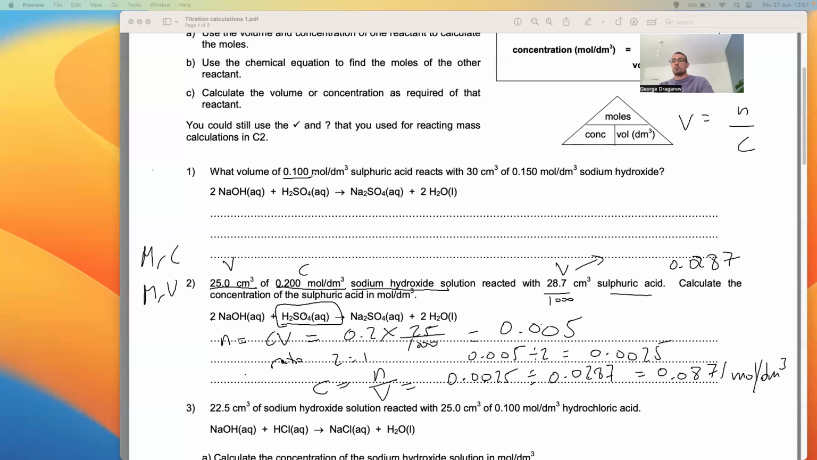So 0.1 sulfuric acid, volume, that's what we're looking for. I'm going to put a box around it. Reacts with 30, that's volume. This one is concentration, and it's sodium hydroxide once again. So we start with the sodium hydroxide, n equals C times V. C is 0.15. V is 30 over 1,000. So that's step 1. I'll pop that into my calculator.